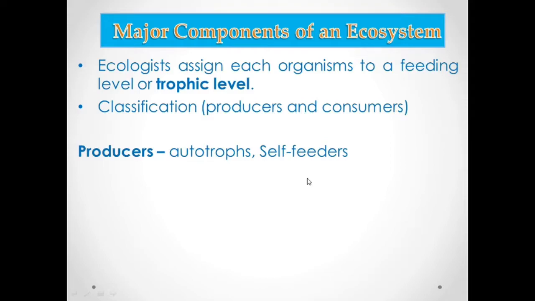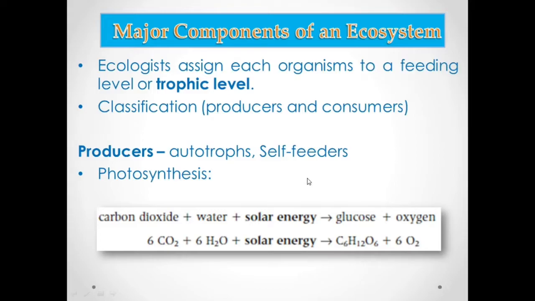Mostly producers are green plants, which are capable of doing the process called photosynthesis, in which the plants capture the solar energy that falls on their leaves and use it in combination with carbon dioxide and water to form organic molecules, which is what we call glucose, plus oxygen. This glucose is the energy-rich carbohydrate, which stores the chemical energy that plants need.